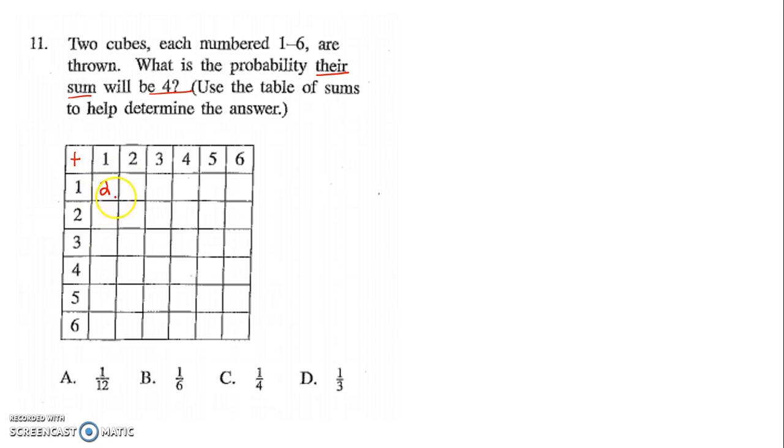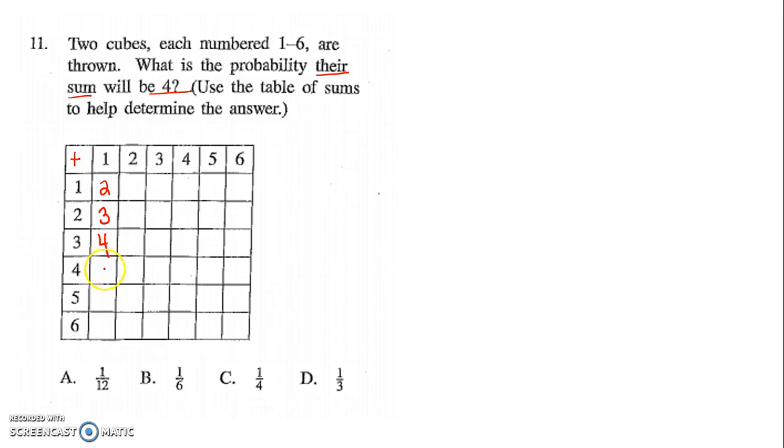To fill in this chart, you always go all the way to the top and all the way to the left. So if you want to figure out, maybe you threw a 1 on the first cube, a 2 on the second. 1 plus 2 is 3. All the way to the top, all the way to the left. Again, all the way to the top. Maybe you rolled a 1 and a 3. 1 plus 3 is 4.